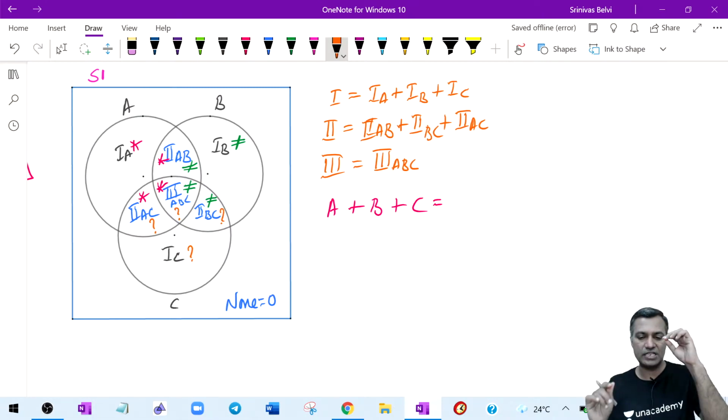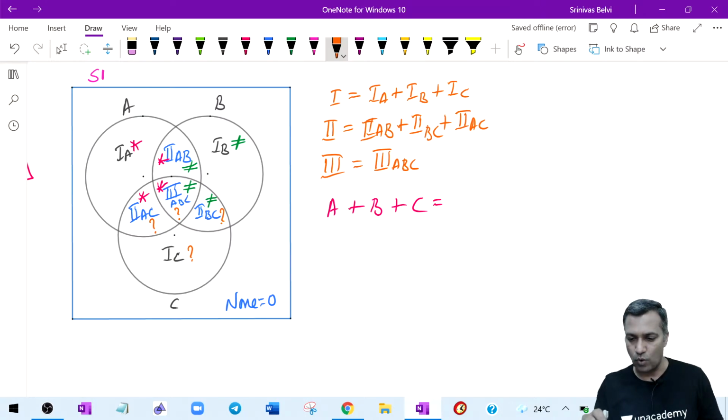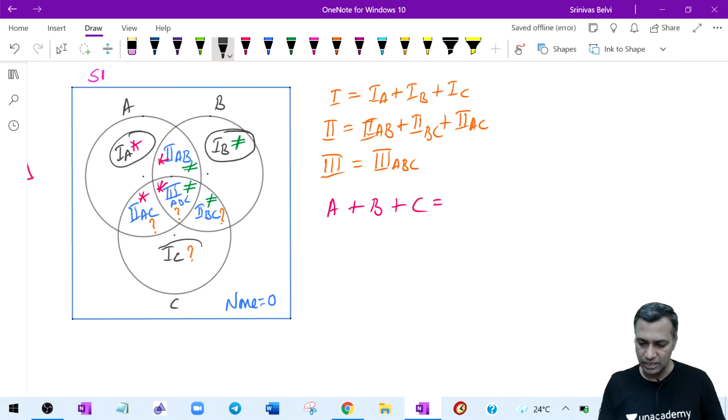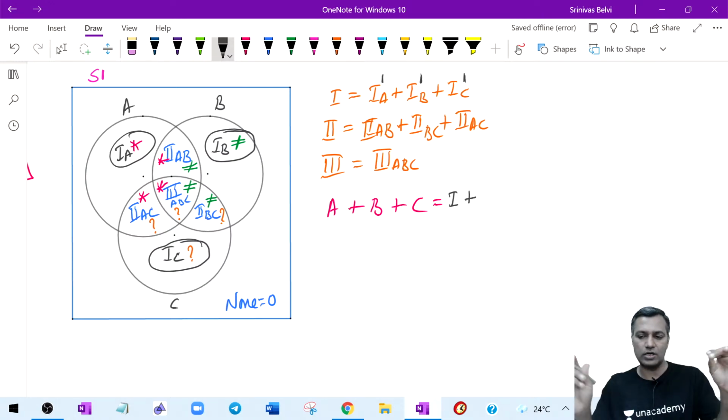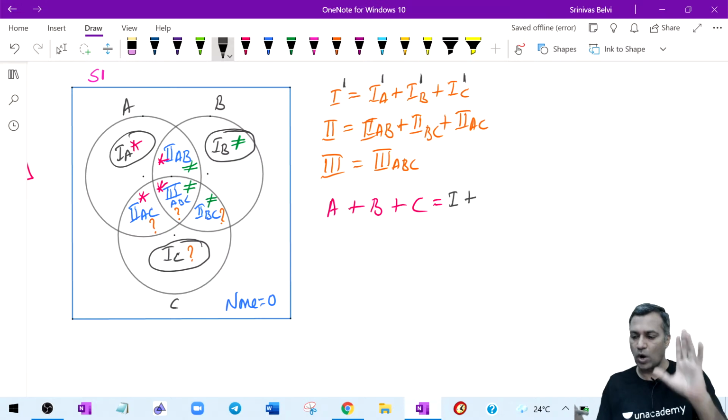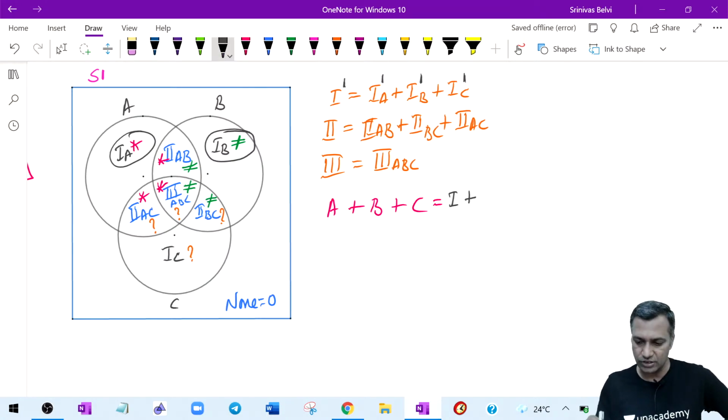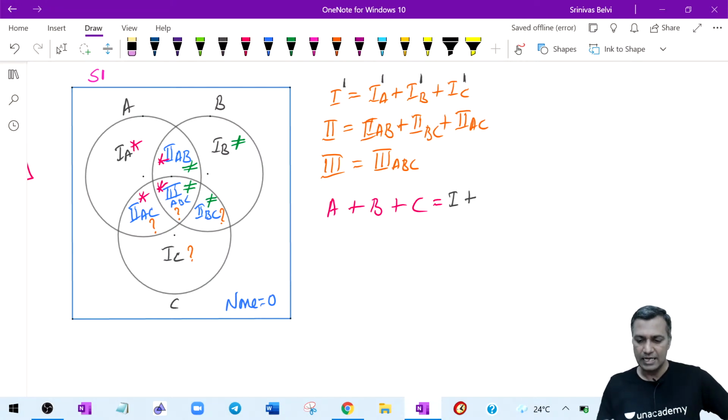Now count it: how many symbols are there in regions of ones? There is only one symbol here, only one symbol here, only one symbol here, which means region of ones have been accounted one time. This came one time, this came one time, this came one time. Therefore all regions of ones came exactly one time. Now come to the regions of 2. Look how many symbols are there in regions of 2.